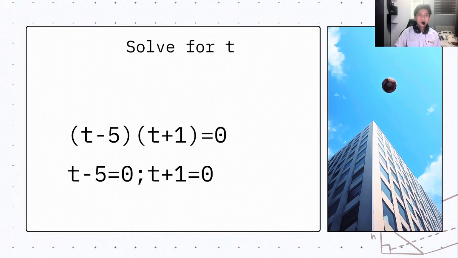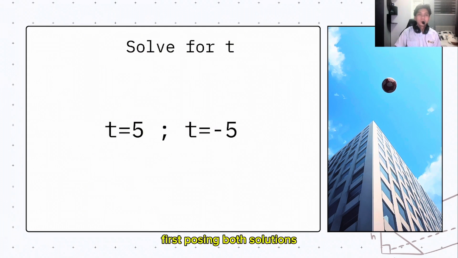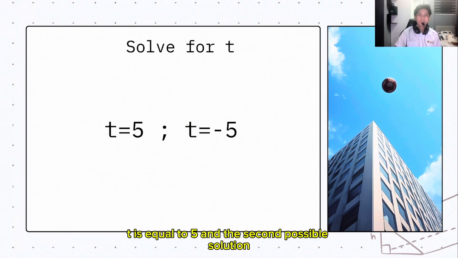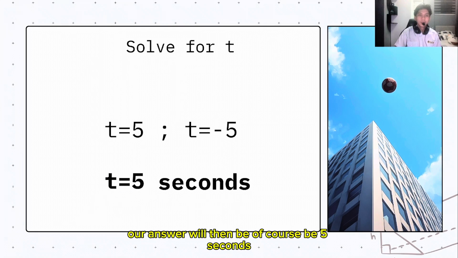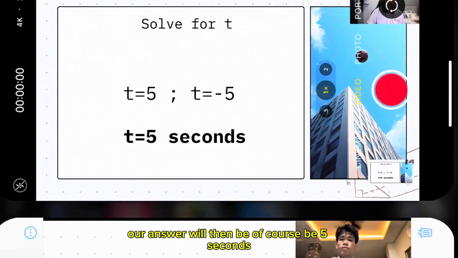To find t, we can transpose both solutions. Transposing both solutions will give us the first possible solution, t is equal to 5, and the second possible solution, t is equal to -5. Since time cannot be negative, our answer will then, of course, be 5 seconds.